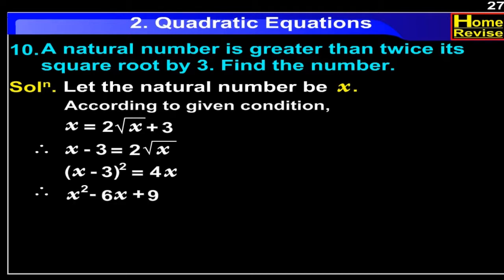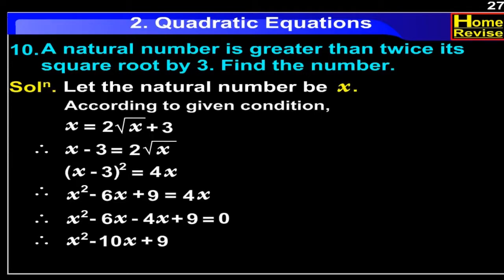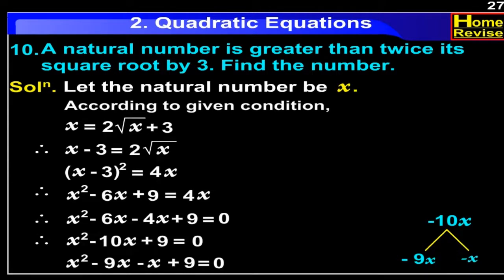Therefore, x square minus 6x plus 9 is equal to 4x. Therefore, x square minus 6x minus 4x plus 9 is equal to 0. Therefore, x square minus 10x plus 9 is equal to 0. Now splitting the middle term minus 10x as minus 9x and minus x, we get x square minus 9x minus x plus 9 is equal to 0.